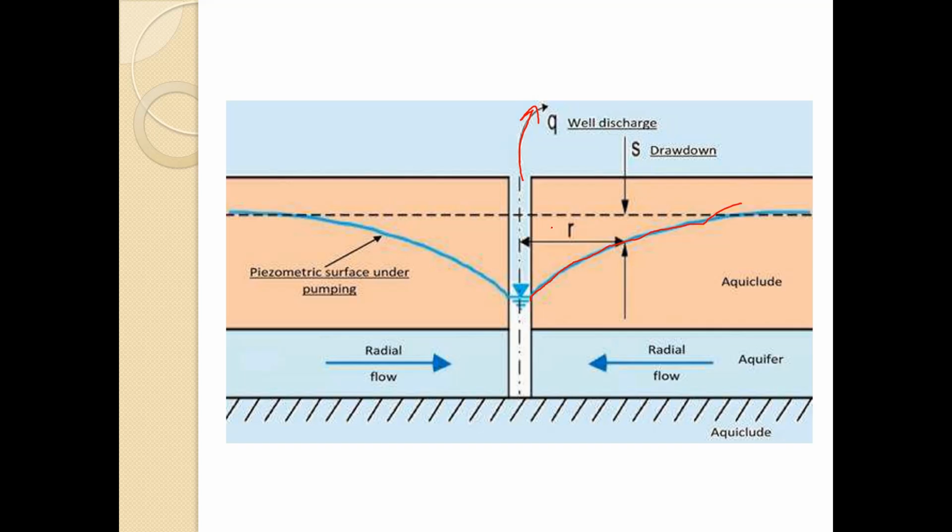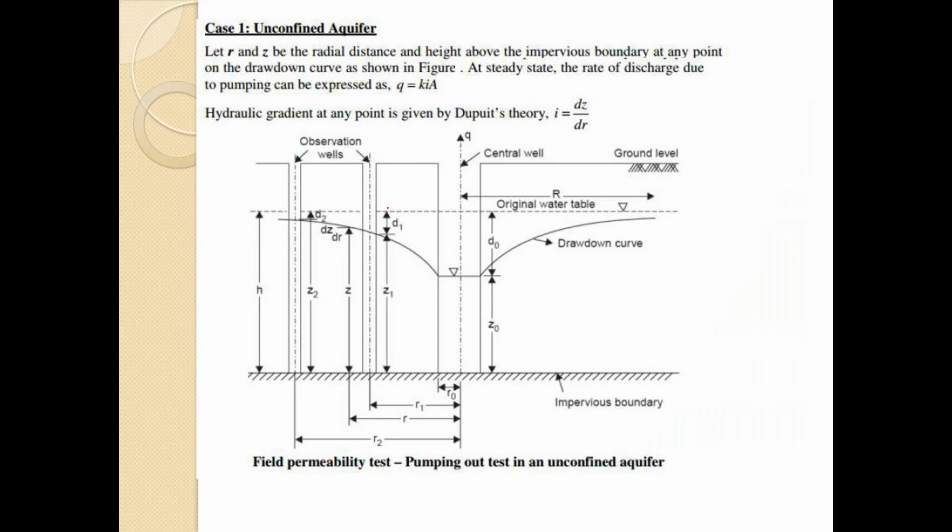So this distance we are taking as r and this height is z. This is the piezometric surface under the pumping, and this is what the pumping out test looks like. Here we have the two expressions for the two cases: first is for the unconfined aquifer and second is for the confined aquifer. The first case is the unconfined aquifer pumping out test.